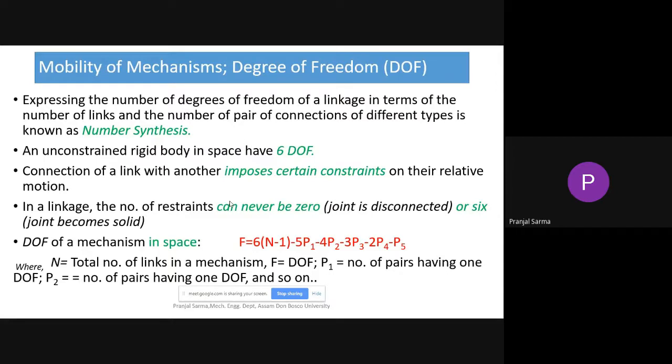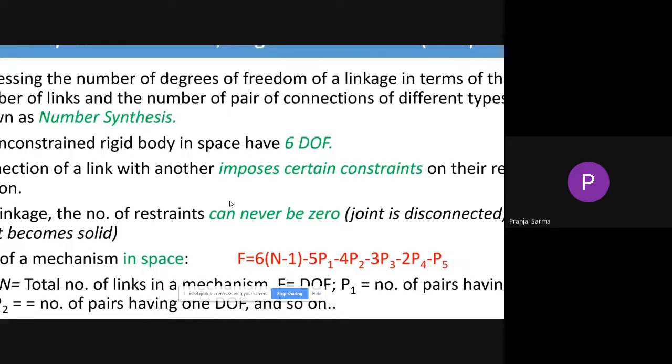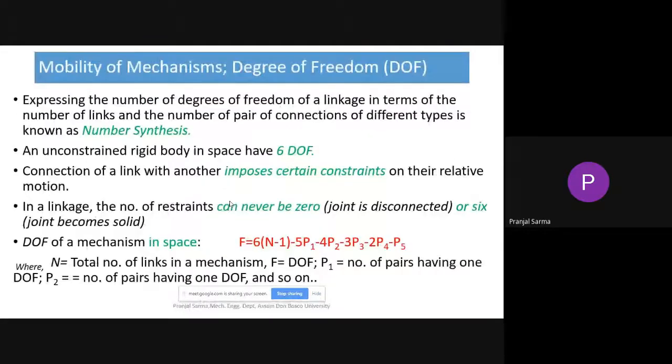The number of restraints can never be zero. Similarly, it can also never be 6, because 6 is the final or total possible degrees of freedom. Okay. Now, if all the movements are restricted, all the 6 directional movements are restricted, then actually it is of no use, right? So it can never be 0, and it can never be 6. Okay, understood? That logic all of you have understood, right?